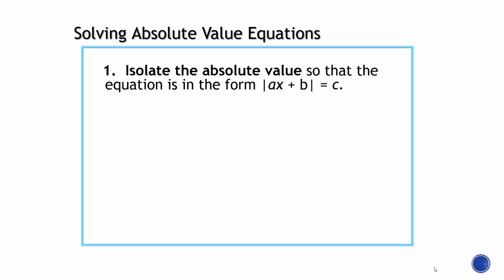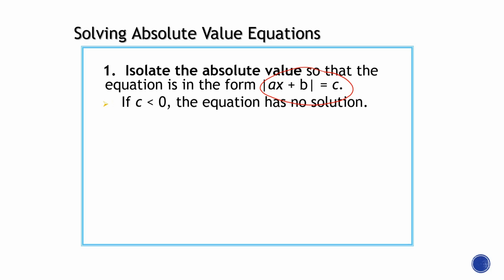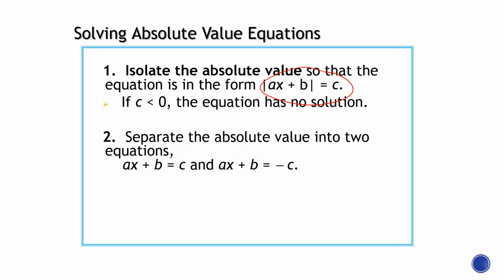The first one is isolate the absolute value so that the equation is in the form of absolute value of ax plus b is equal to c. Now remember, c must be greater than or equal to 0, because if c is less than 0, then the equation has no solution. Second, separate the absolute value into two equations. So drop the absolute value bars, and we will have ax plus b equals c, and then ax plus b equals negative c. And finally, solve both equations.